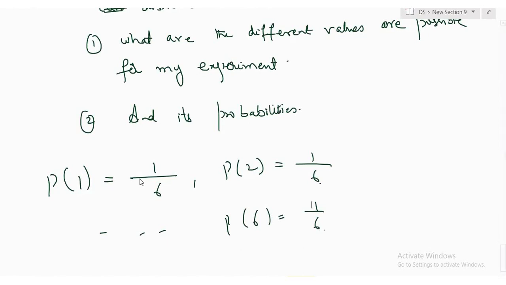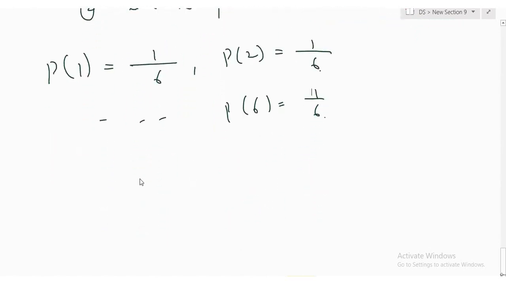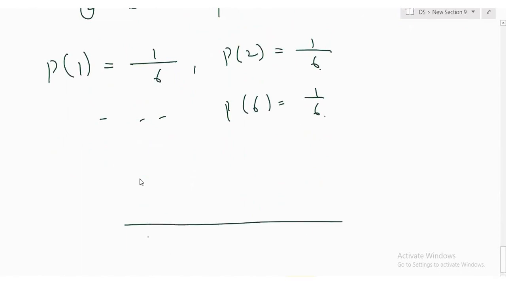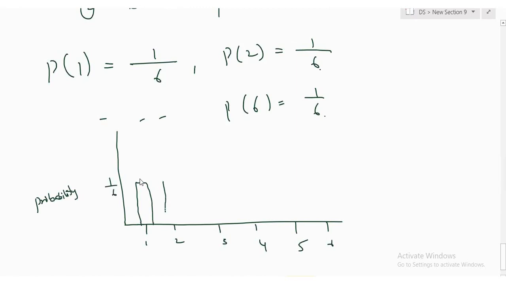Let us construct a probability curve. Let's say this is 1, 2, 3, 4, 5, 6. Here on this axis, probability. Agreed? This is, let's say, 1 by 6. This is also 1 by 6.